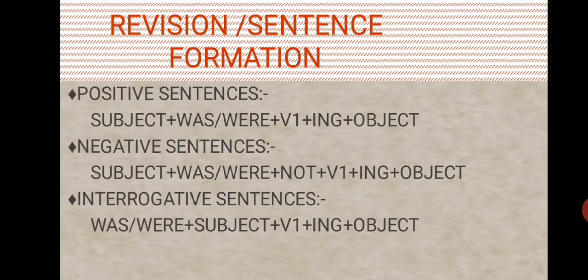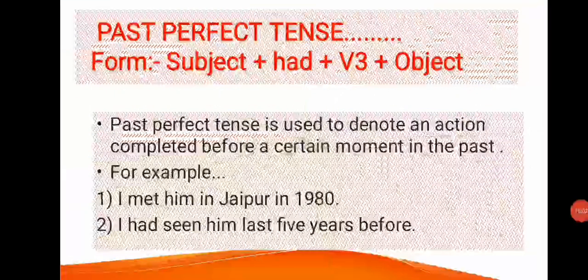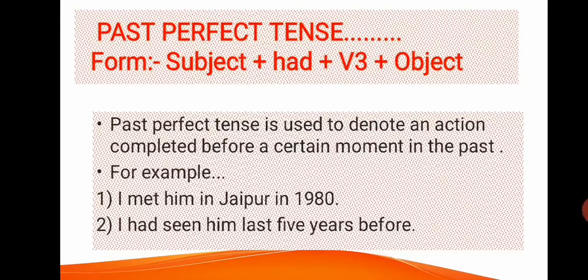Now let's move on to past perfect tense. In past perfect tense, we use subject plus had plus third form of the verb with object.